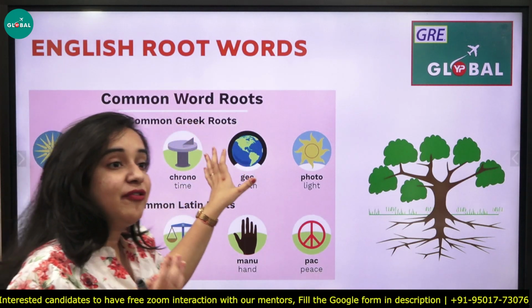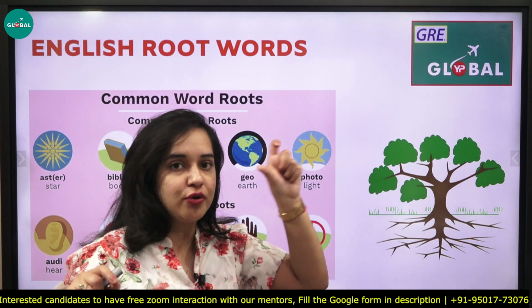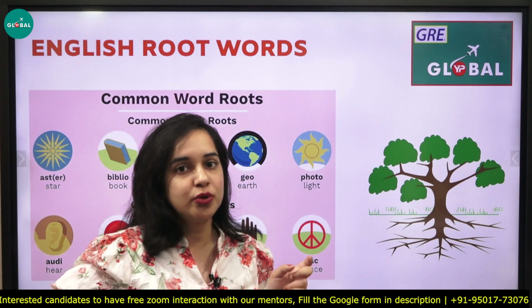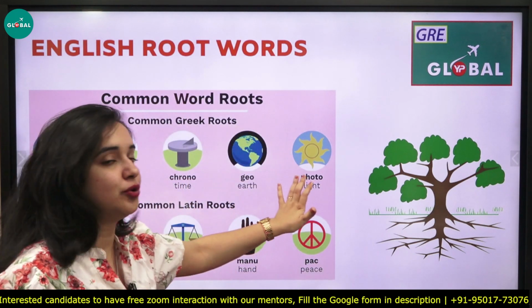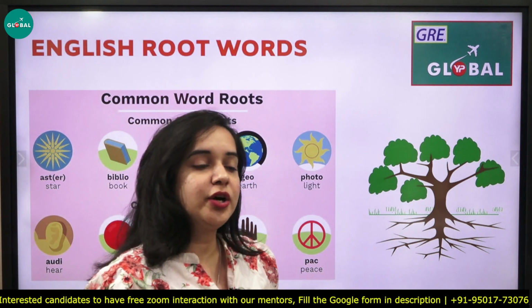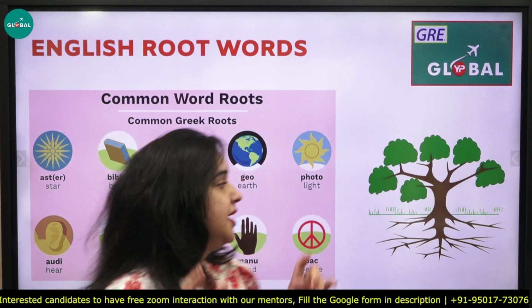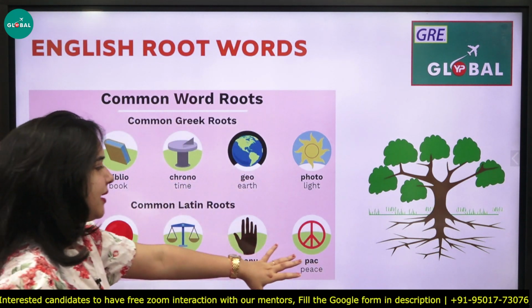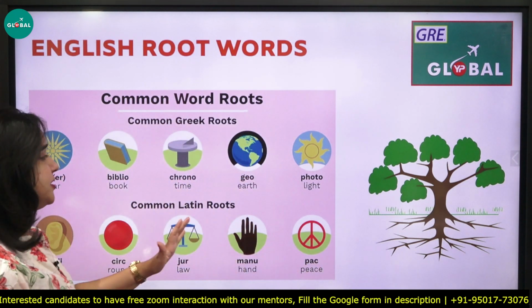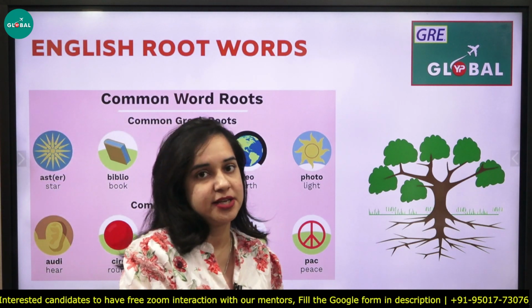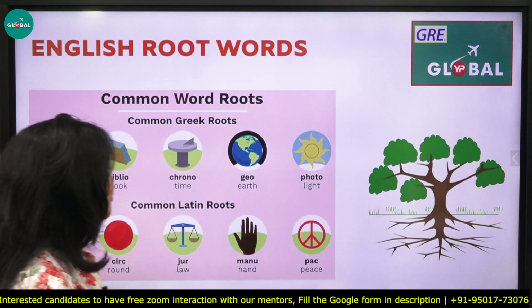Geo, geography, why do we call it geography? Geo is earth, so whenever this word geo comes, that means it is related to earth, right? Then you have photo, photo means light. So the word you use is photosynthesis. So the photo there refers to the light portion. Pac, that is a common Latin word. So that is where the words actually originated, the root words which we are trying to target.